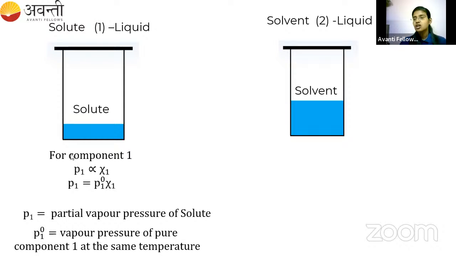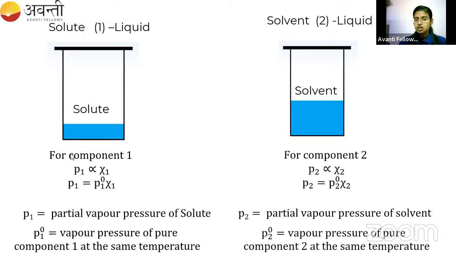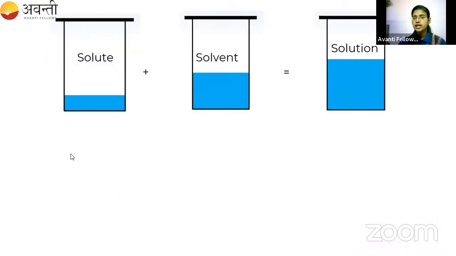Next, I am going to take the second component, component number 2. This is a solvent. For this component 2, P2 is directly proportional to X2, and P2 is equal to P2 naught into X2, where P2 is the vapor pressure of the solvent and P2 naught is the vapor pressure of the pure component 2. Got it? Now I am going to mix this component 1, which is a solute, and component 2, which is a solvent. If I mix the solute and solvent together, I will get a solution. Yes or no?